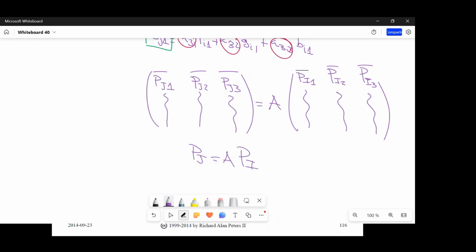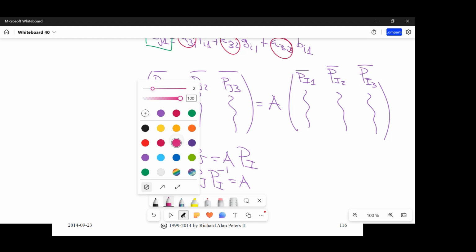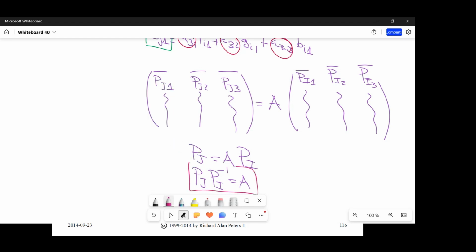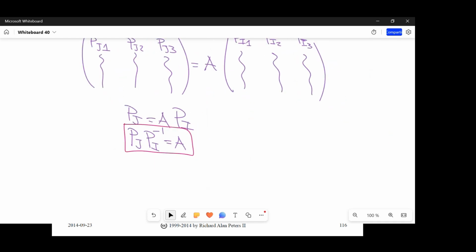If I want to solve for A, then all you have to do is multiply on the right by the inverse of that one. Now I have found my matrix. So you give me three pairs and I can compute the matrix.